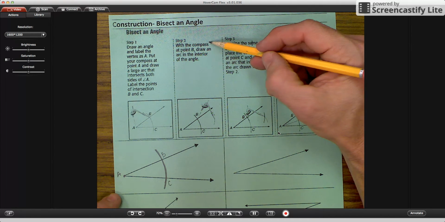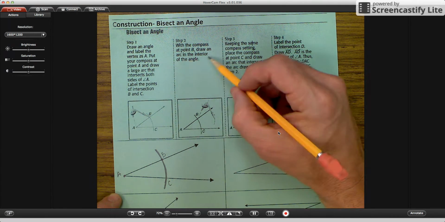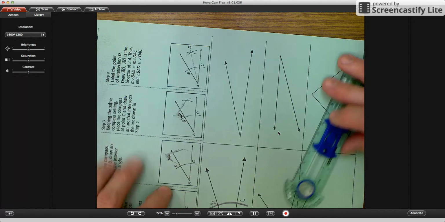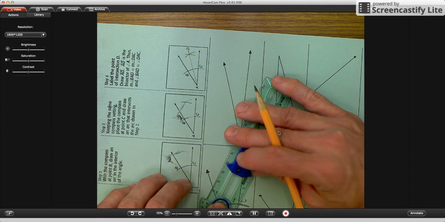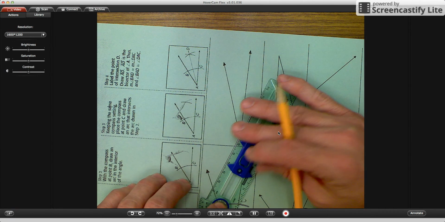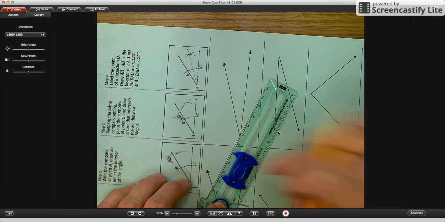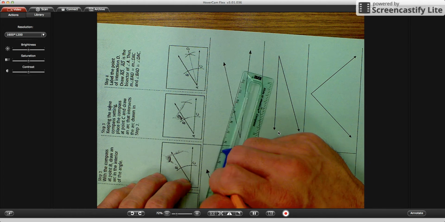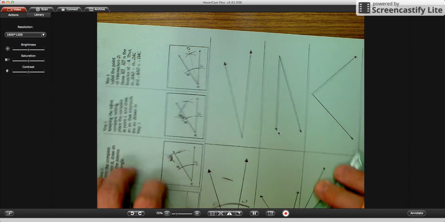Step 2 says with the compass at point B, so now we need to be at point B. Draw an arc in the interior of the angle. If you remember our perpendicular line through a point on and off the line, this is a similar construction, a similar part. So we're going to draw an arc just like that.